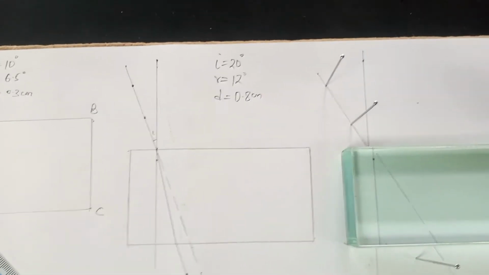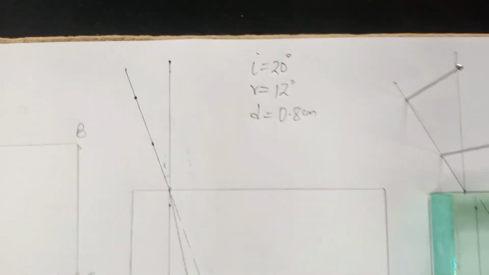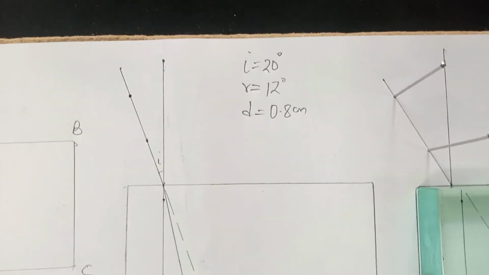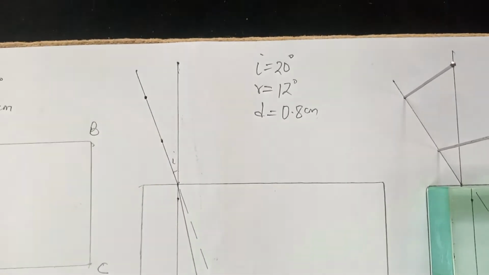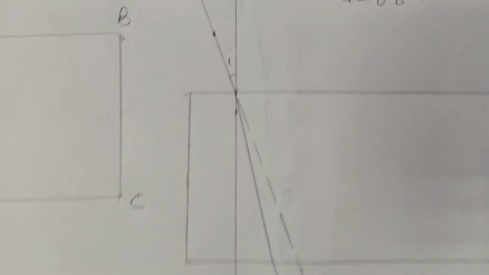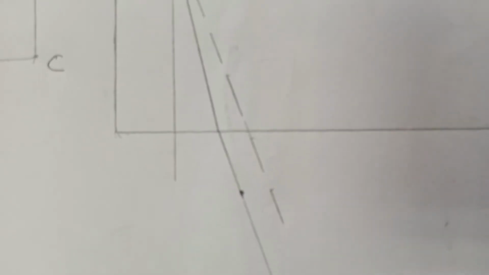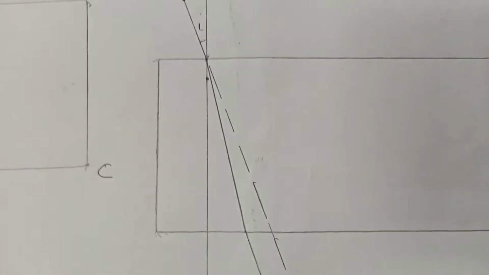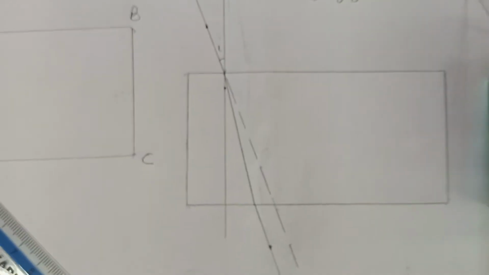All right, in order to speed things up, here is what we have for our second. I is already given a standard value of 20 degrees. By way of measurement, our R and our D give us 12 degrees and 0.8 cm respectively.